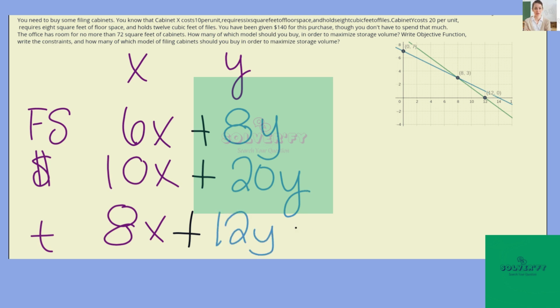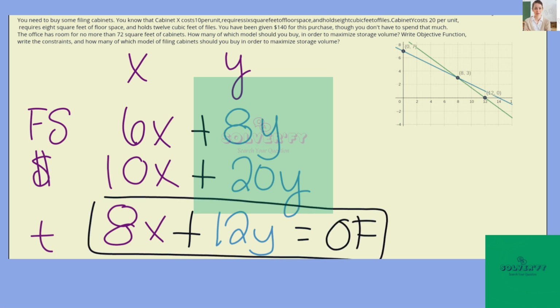This bottom one right here is going to represent my objective function. So this is what I want to try to maximize. For my floor space, I know that it needs to be less than or equal to 72. And for my cost, it needs to be less than or equal to 140.